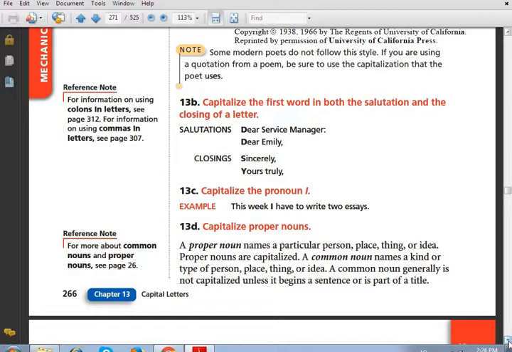O our mother, the earth. O our father, the sky. Here, guys, the poet addresses his mother and his father, and he considers his mother as the earth and his father as the sky. So he started his address with O. So that's why he capitalized it.